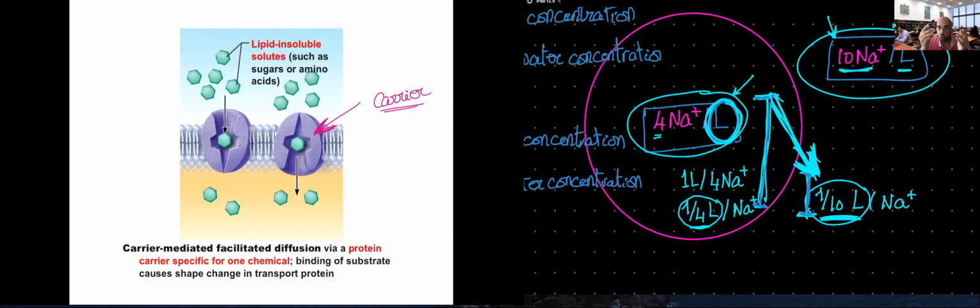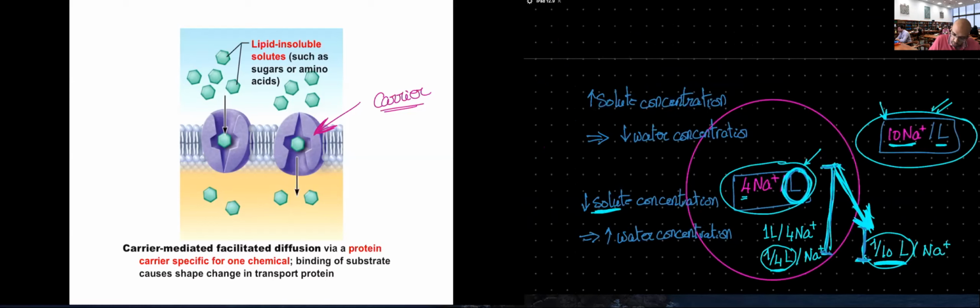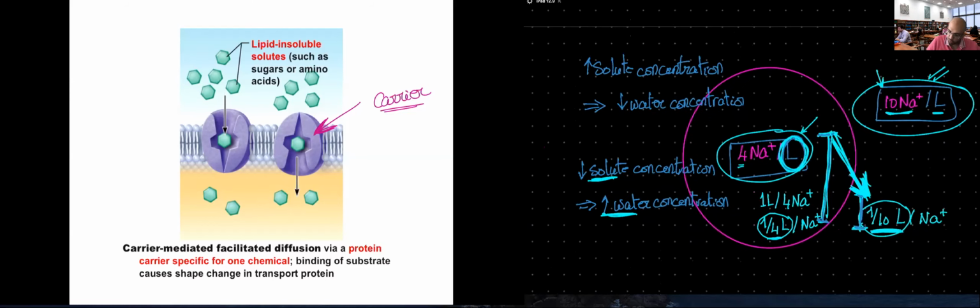Why? Because you know that low solute means high water. So it's going to be traveling from high water to low water. Inside is high water. So water is the one that travels. I'm not able to allow the solute to travel. Is this clear?